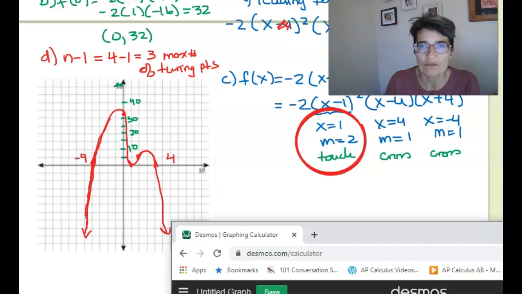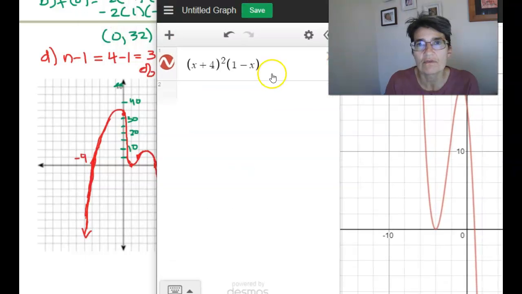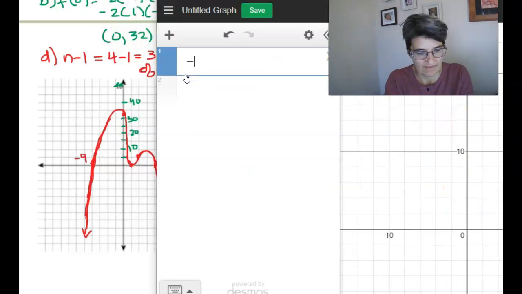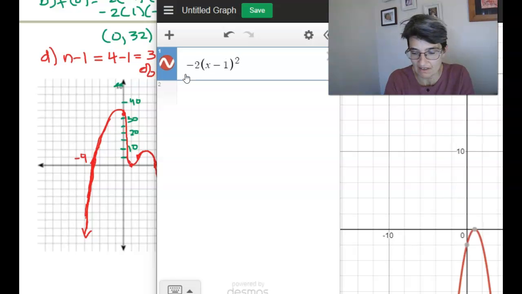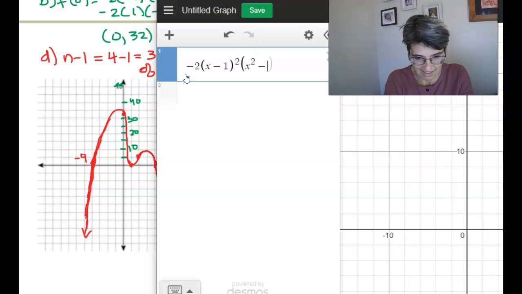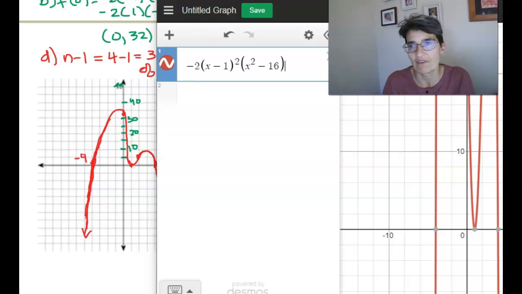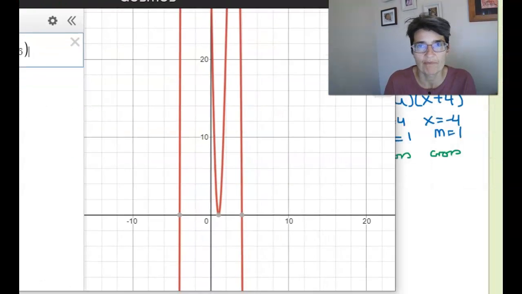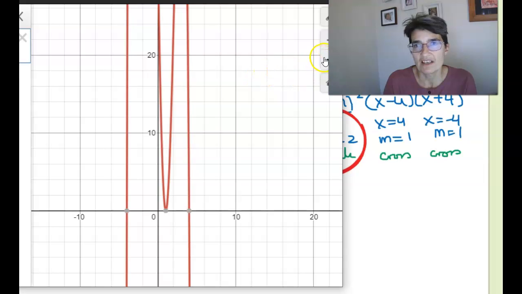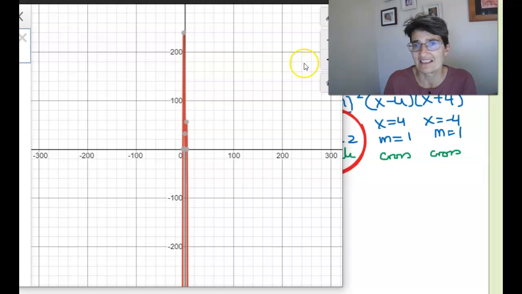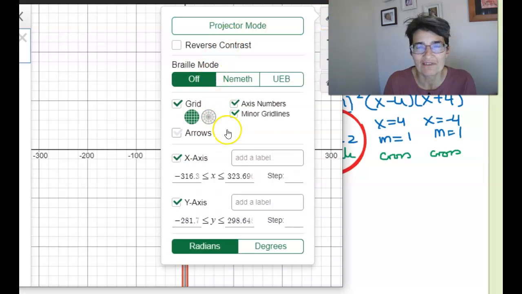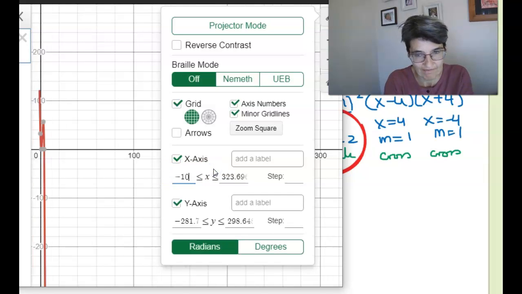Okay, so it's negative 2 times (x - 1)^2, and then (x^2 - 16). I just typed in the original one. You could have typed in the factored form. All right, here's what we're getting. Yeah, it's hard to see, right? So let me set the scale of this with x from negative 10 to 10.